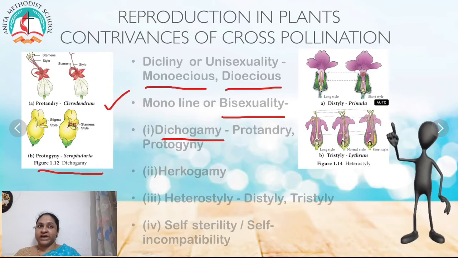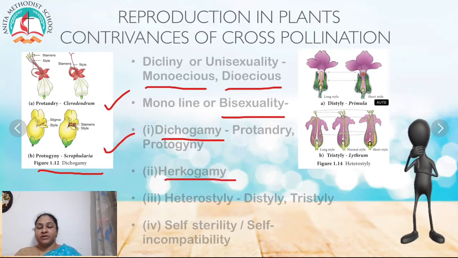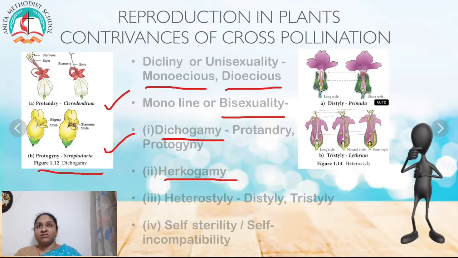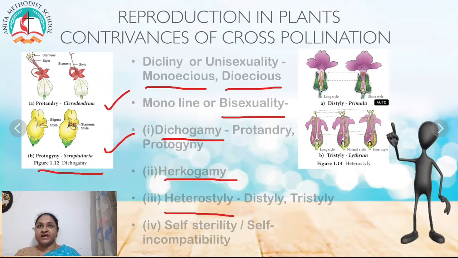Dichogamy is of 2 types, protandry and protogyny. And hercogamy is where, in bisexual flowers, the essential organs, the stamens and the stigmas, are arranged in such a way that self-pollination becomes impossible.